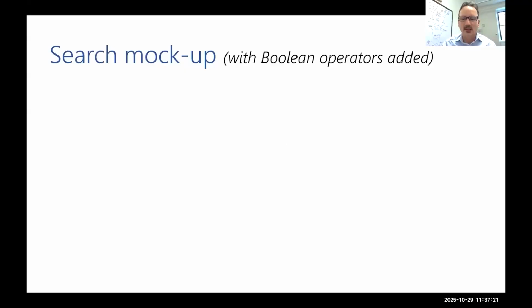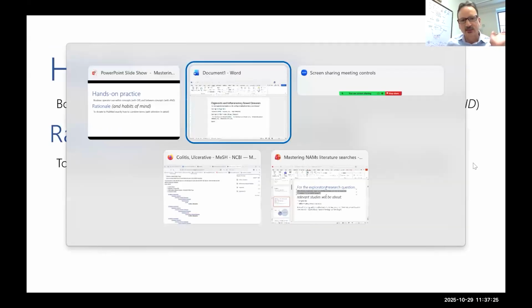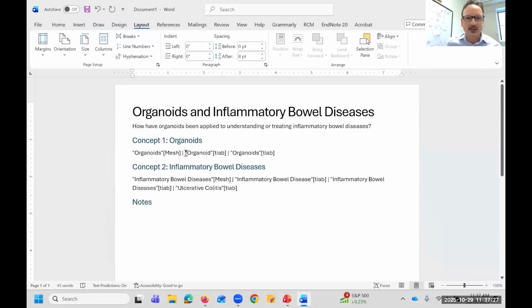Okay, so let's do that. So this is very quick. We're going to go back to our Word document and just replace either the space you put in or whatever placeholder you put in between terms. We're going to put the or within a concept. Okay, so that's really easy. And then the same down below.